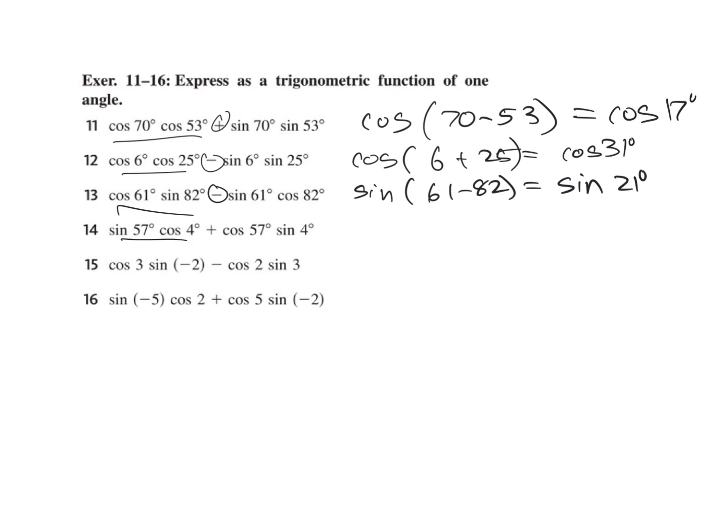And you have sine, cosine, and an addition. So this is the sine of the addition of 57 plus 4, or the sine of 61 degrees.